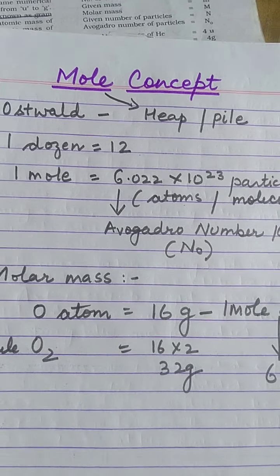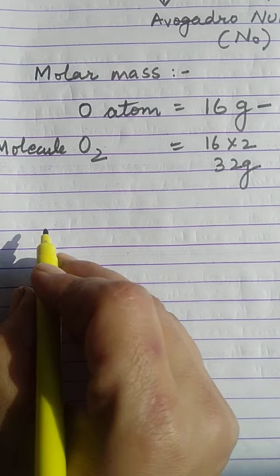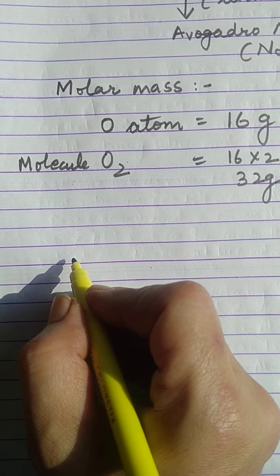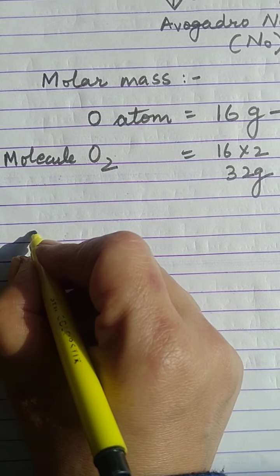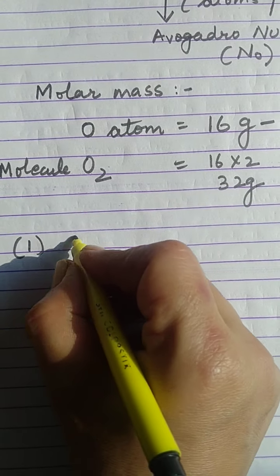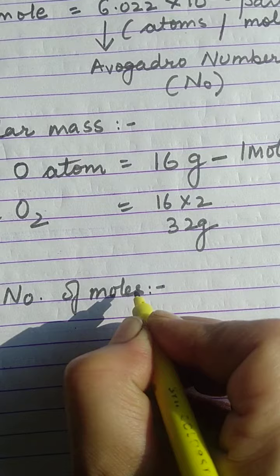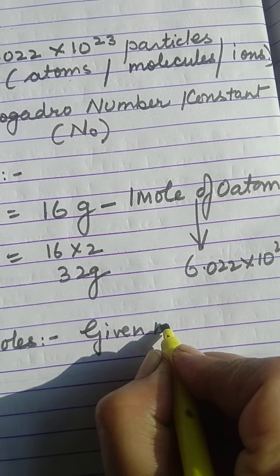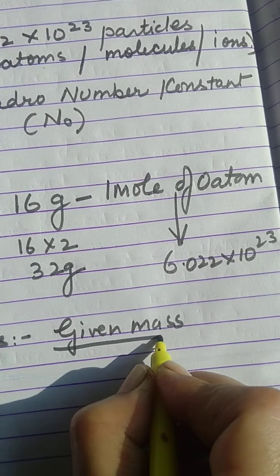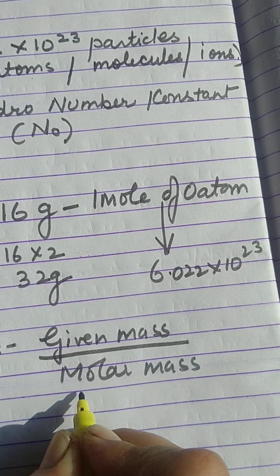In my next lecture, we will be doing numericals related to that. Two formulas I am writing here. You can note them down in your NCERT. The first formula is how to calculate the number of moles. Number of moles is always equal to given mass by molar mass.